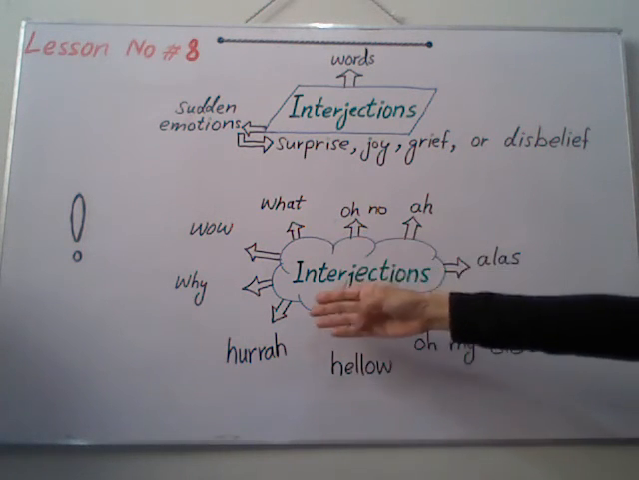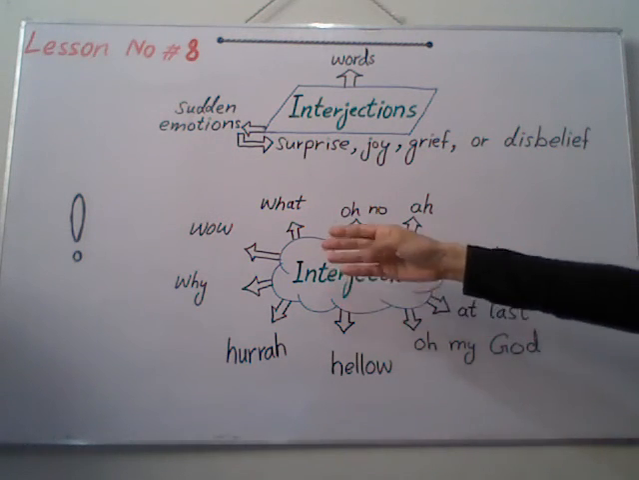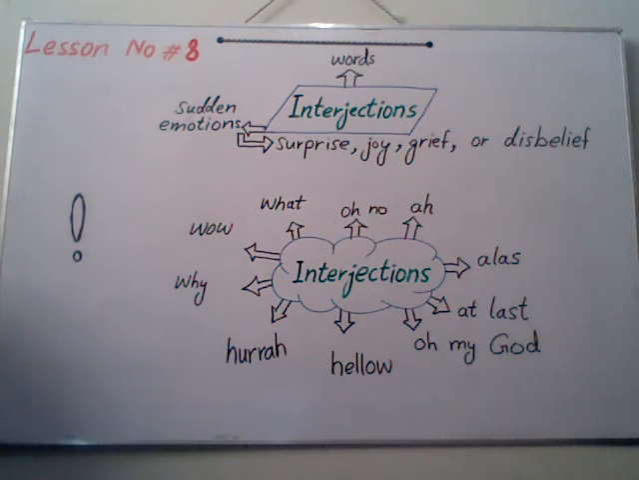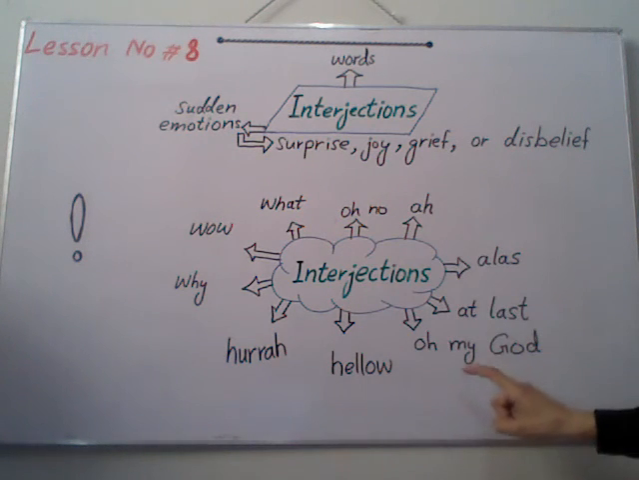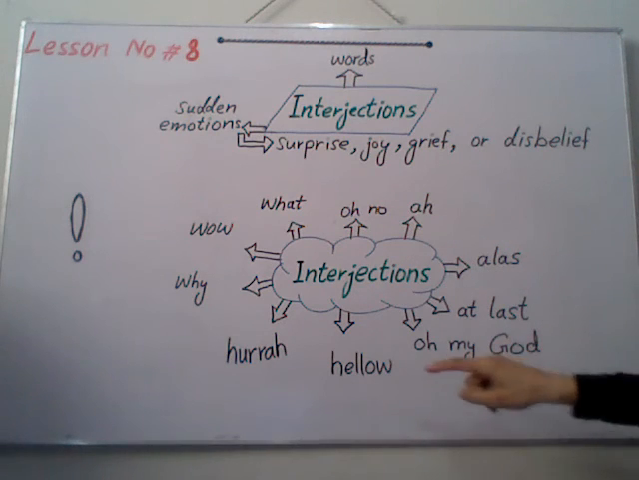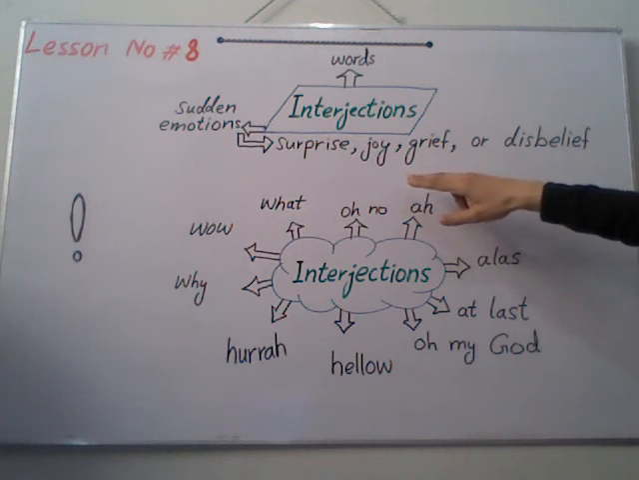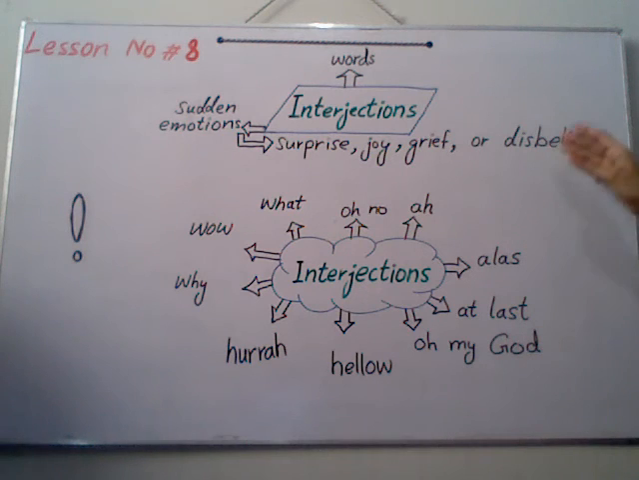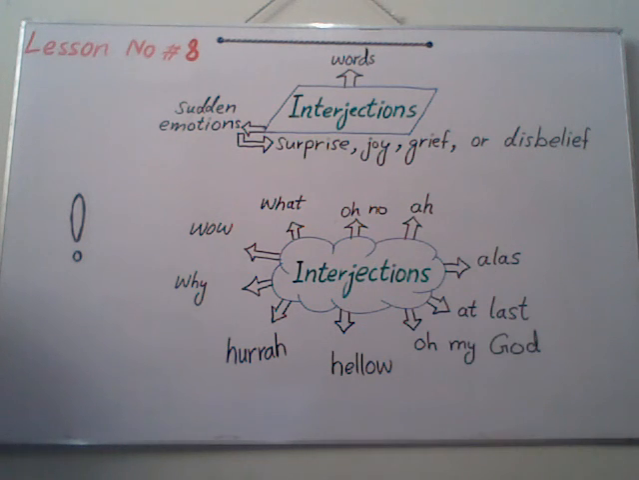And whenever someone asks you something which is very surprising for you, you speak in a questioning mood, and you ask why. Okay, we use all these words in different conditions: whenever we are surprised, whenever we feel happy or joyful, whenever we are in grief, and whenever we don't believe in anything, we use words like why and others.